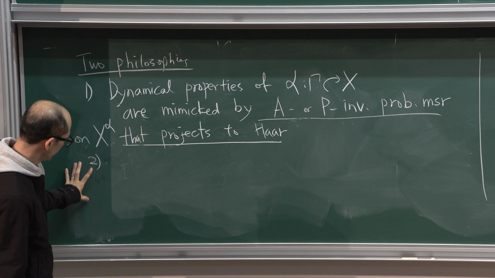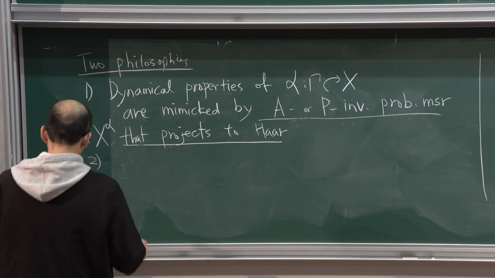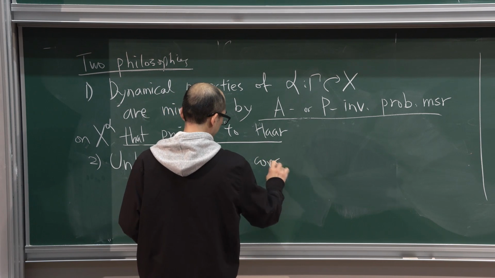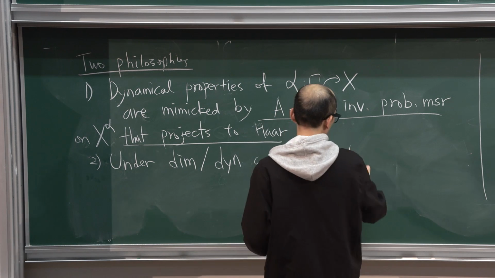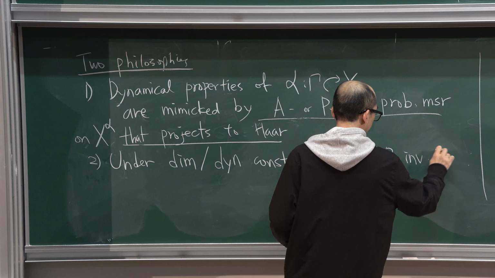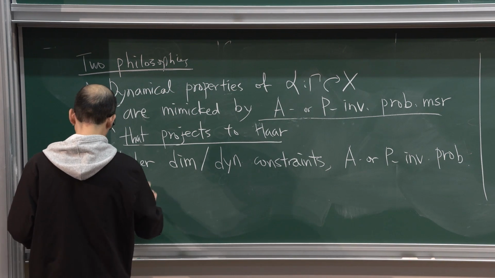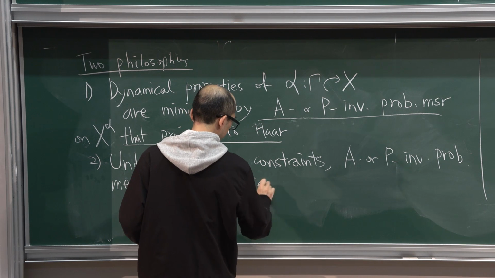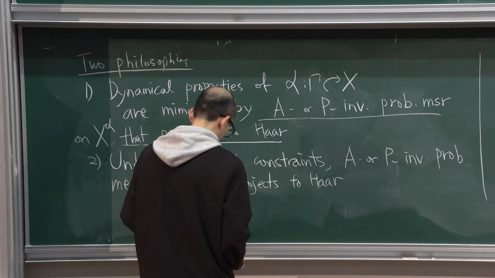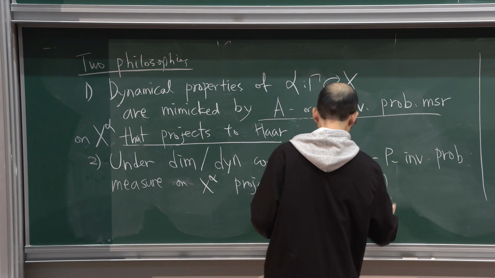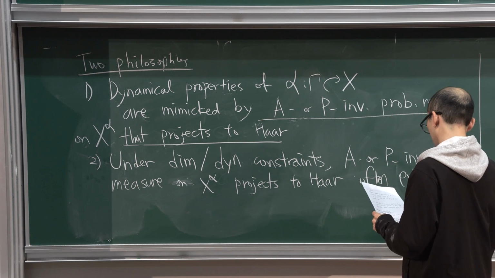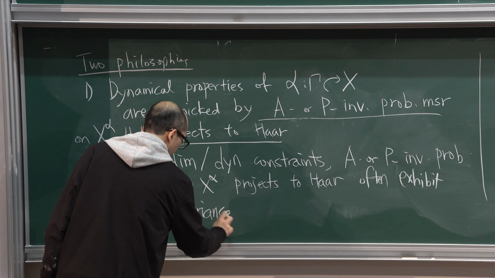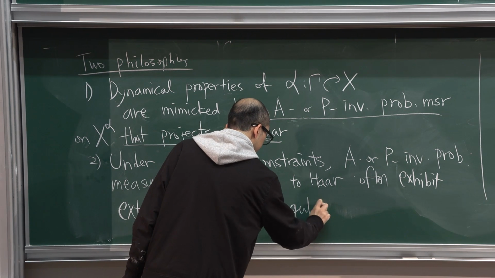And second, this is the main topic in the mini course, which is that under dimension or dynamical constraints, an A or P invariant probability measure on X_alpha projecting to the Haar measure on G mod gamma often exhibits extra invariance or regularity.